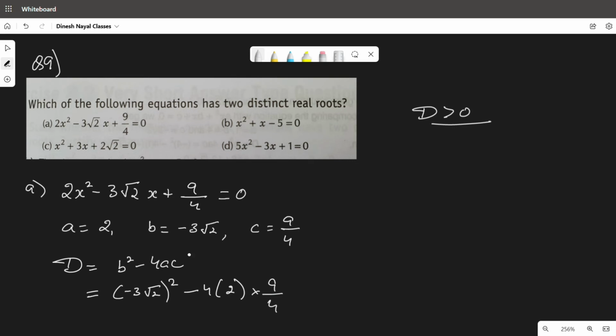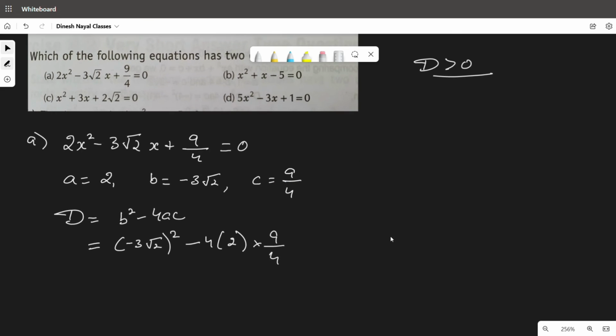Now since this is a square, minus will become positive. 3 square is 9, root 2 square will be 2. So 9 into 2, 18. So over here the answer is 18, minus, see 4 and 4 will cancel, 2 into 9 is 18. 18 minus 18, that is 0. So this has real and equal roots. So this is not the answer, because we have to find 2 distinct real roots. So A is not the answer.